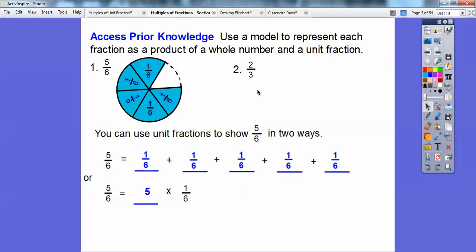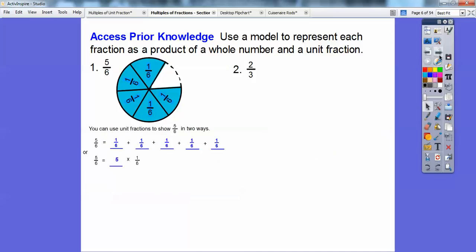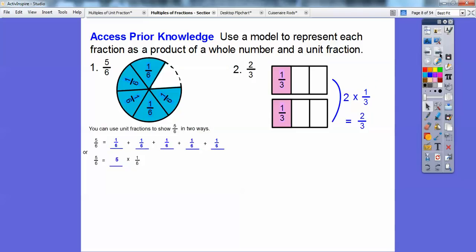So let's do that with this one here. All right, so 2/3. I'm going to do a different model on this one right here. Okay, so there's 1/3. So there's my unit fraction of 1/3. There's 1 times 1/3. So I'm going to do 2 of them. There's 2 times 1/3. So that's going to equal 2/3 because there's 2/3 right there.